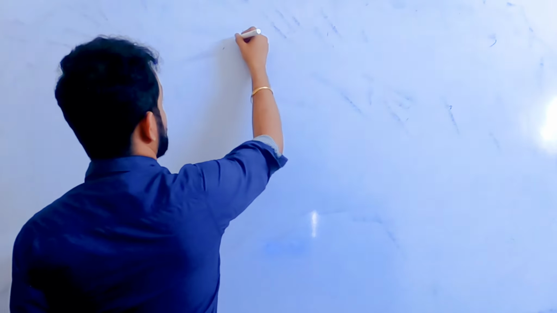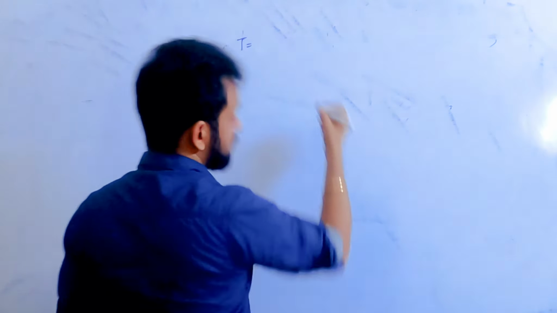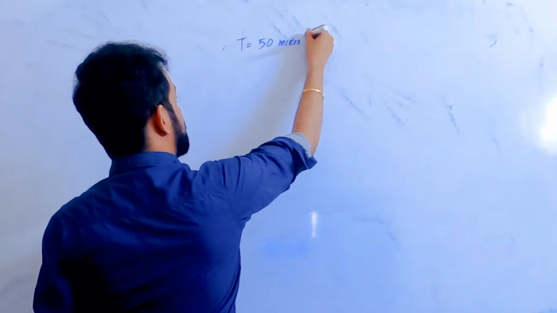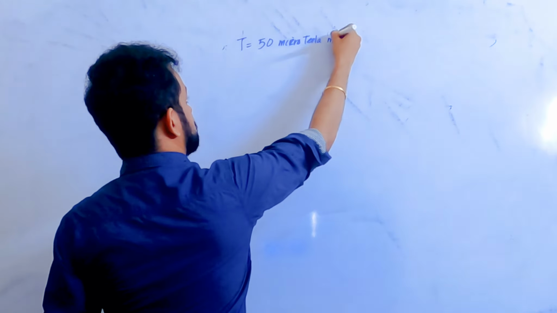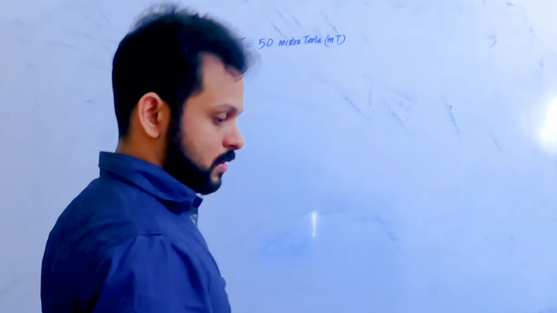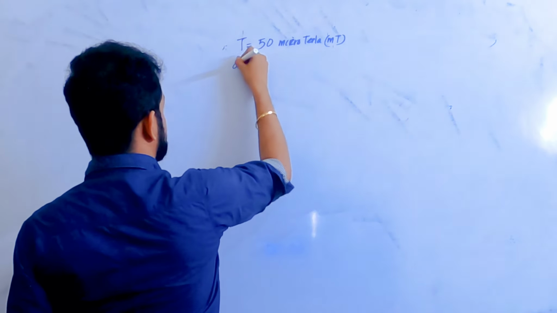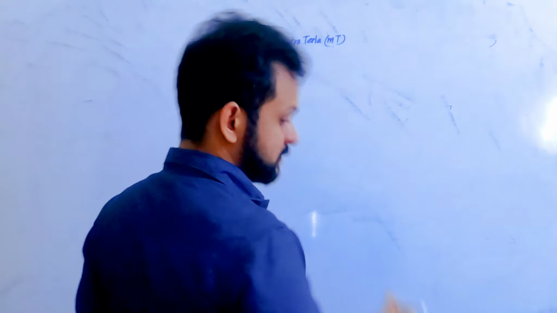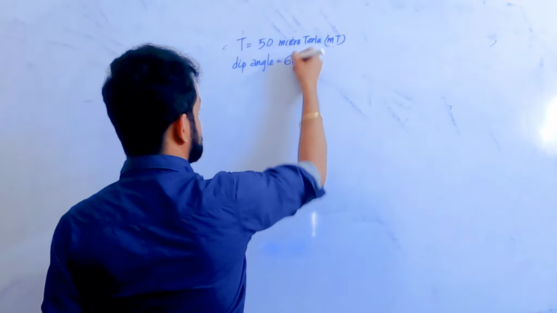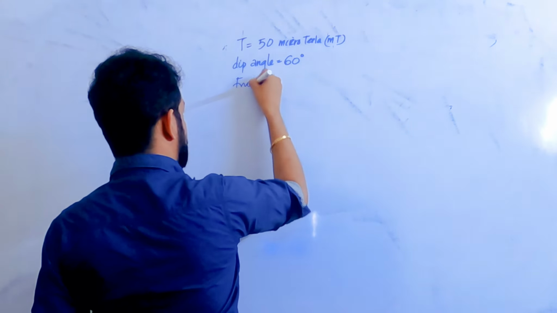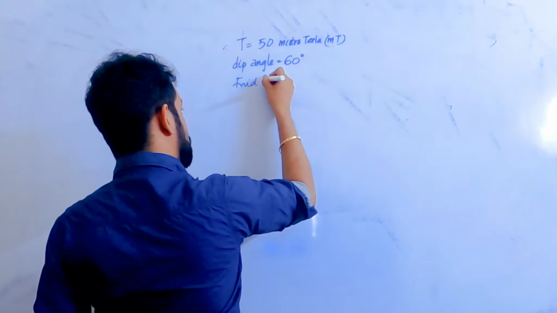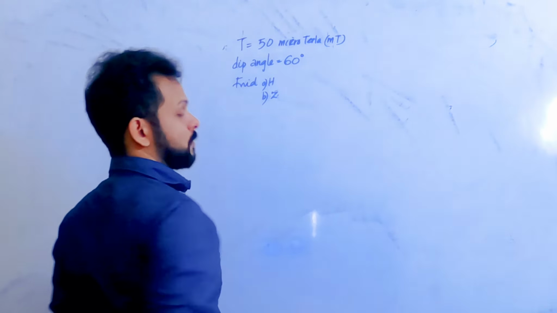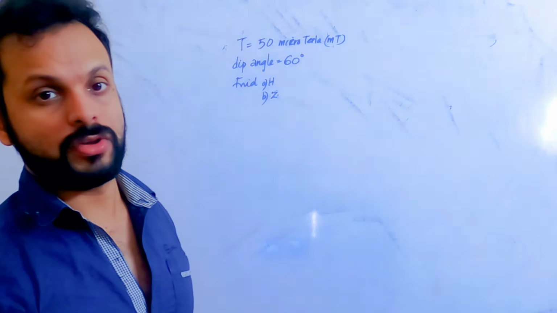Given the total component of the Earth's magnetic field is 50 microtesla. That's a unit. The dip angle is 60 degrees. Find the horizontal component of Earth's magnetic field and the vertical component of Earth's magnetic field, H and Z.